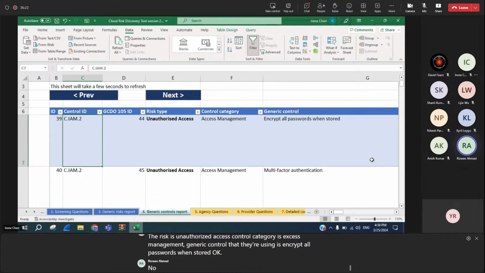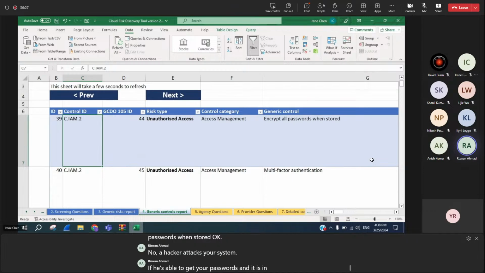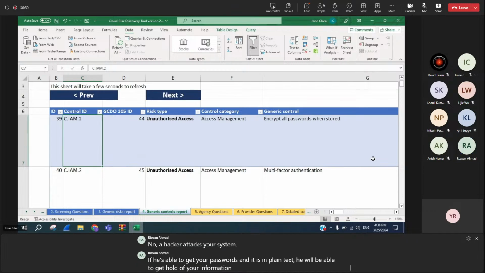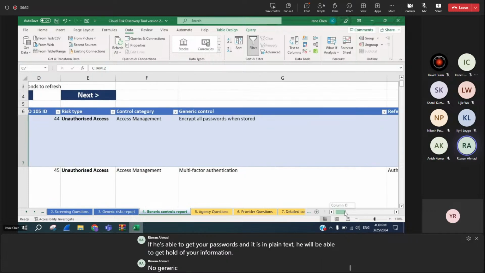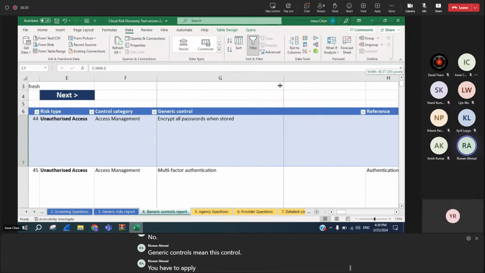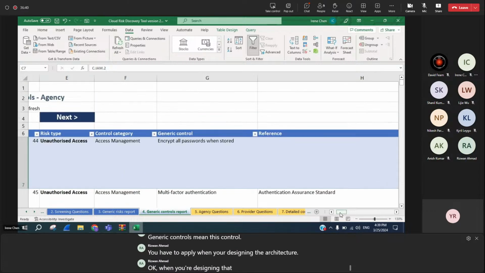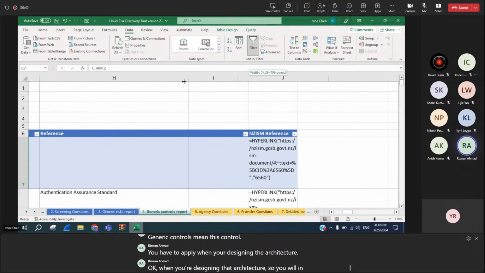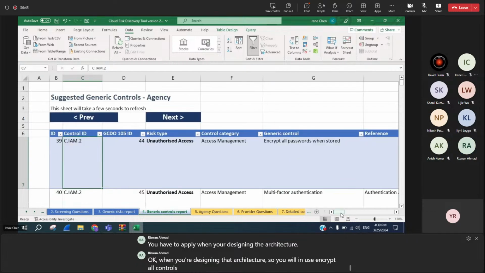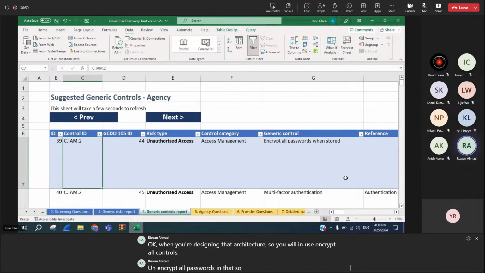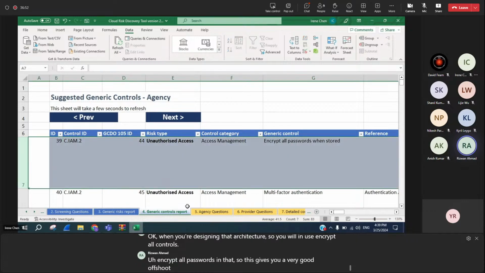Now, a hacker attacks your system. If he is able to get your passwords and it is in plain text, he will be able to get hold of your information. Now, generic controls mean this control you have to apply when you're designing the architecture. Okay, when you're designing the architecture. So you will use encrypt all passwords in that. So this gives you a very good idea of how to apply the controls on your system.